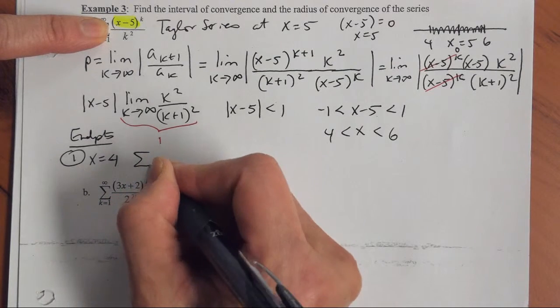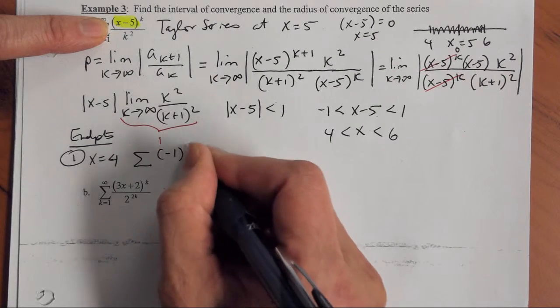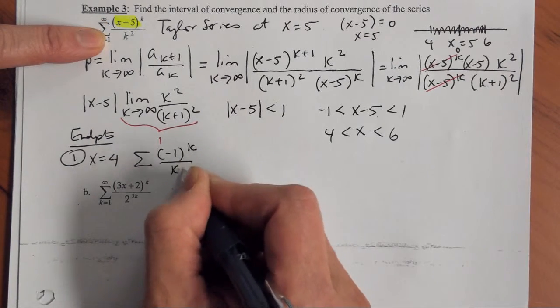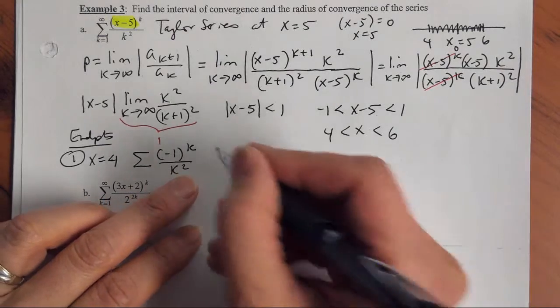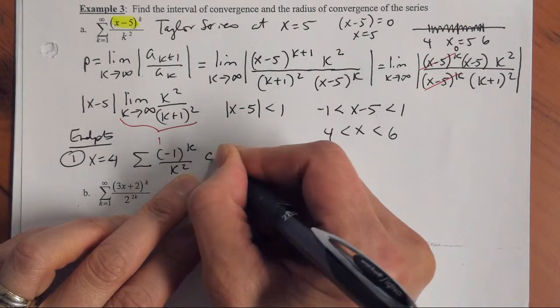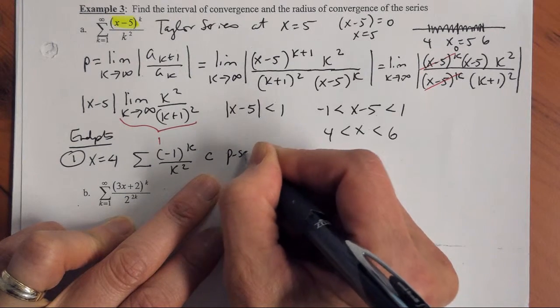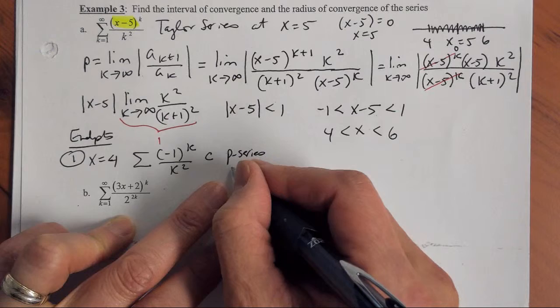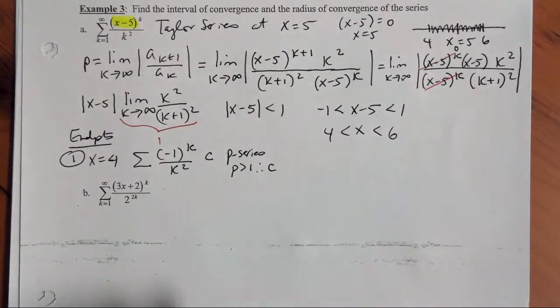So what is that? Negative 1 to the k over k squared. You could just use this test. It absolutely converges. So I could just say that it converges, by the p-series test. This is where p is greater than 1, therefore it converges. Okay, so that's our first part.